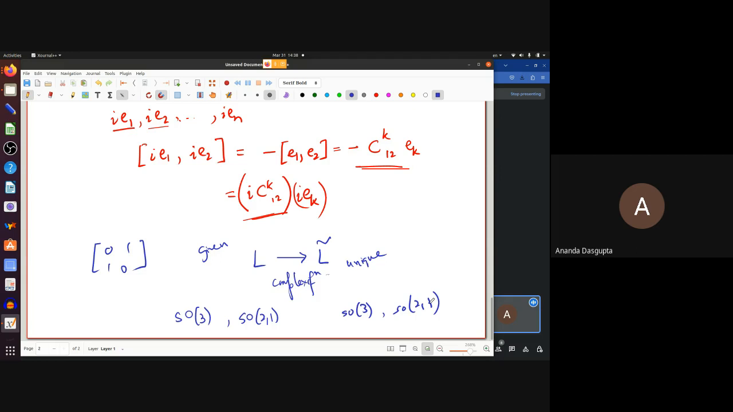So that's the problem. The problem, in the sense of going back from a complexified Lie algebra to a unique real Lie algebra whose complexification it was, may not be possible. It may not be possible to get it uniquely.